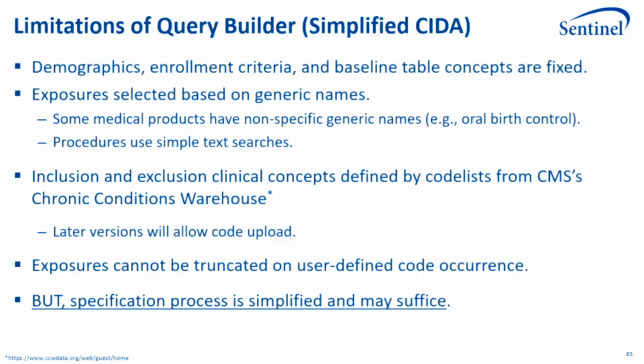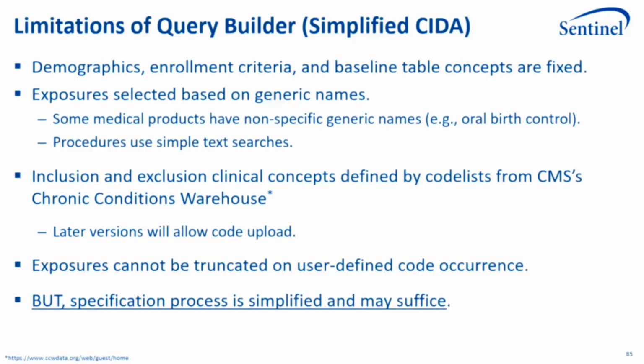Our exposures are based on generic names instead of codes. So when we use CIDA proper, we look for very particular codes. Here, we've basically created a map of codes to generic names. So you just select the generic name you want. Sometimes it doesn't work out so well. For example, oral birth control is one where the generic name is very nonspecific, and so you may or may not be able to do something of interest in that particular category.